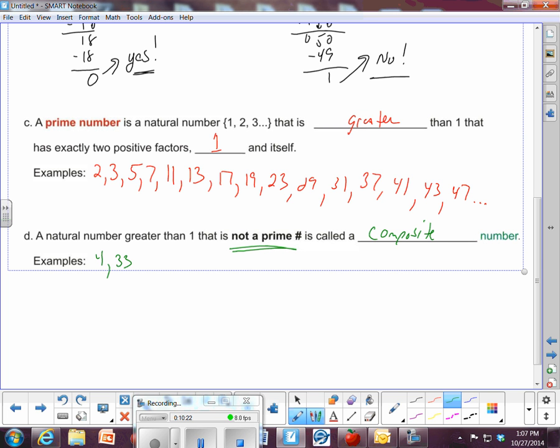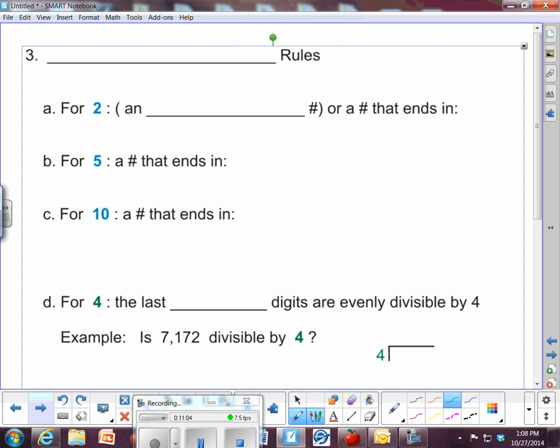33 is a composite number. You know why? 3 times 11. And look, there's an infinite number of them. 40 is 2 times 20, or 2 times 2 times 10, etc. There's all kinds of composite numbers. Listen, if it's not prime, it's composite, as long as you're talking about a number greater than 1. If it's greater than 1 and it's not prime, it is composite.